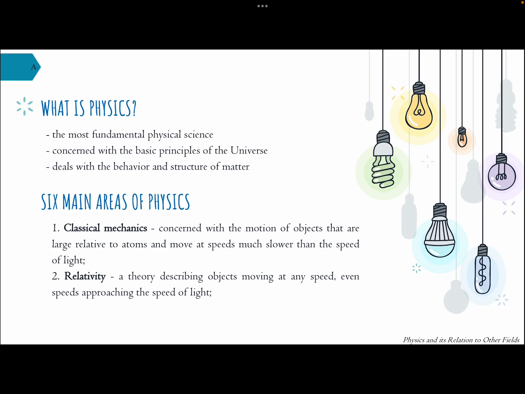Let's start with the definition of physics. What is physics? Physics is the most fundamental physical science. When we say physical science, it is a branch of natural science that studies non-living systems. It is in contrast to life science, which, from the name itself, is the study of living systems. Another definition of physics is that it is concerned with the basic principles of the universe. So the main goal of physics is to understand how the universe behaves.